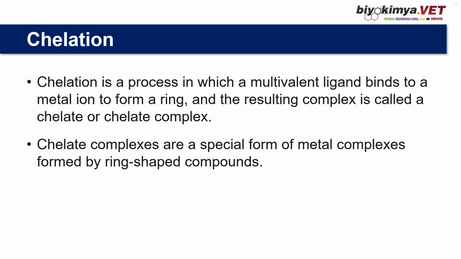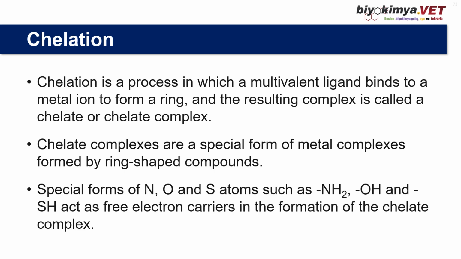Chelating ligands or chelators have a higher affinity for metal ions than monodentate ligands. EDTA is a good example again of a chelating ligand. Chelators are usually organic compounds. Special forms of nitrogen, oxygen, and sulfur atoms, such as ammonia, hydroxyl group, or sulfhydryl group, act as free electron carriers in the formation of the chelate complex. And the formation of a chelate depends on the size and electron configuration of the central cation. Therefore, only certain cations fit the teeth of a chelate former, and chelators have a high selectivity.